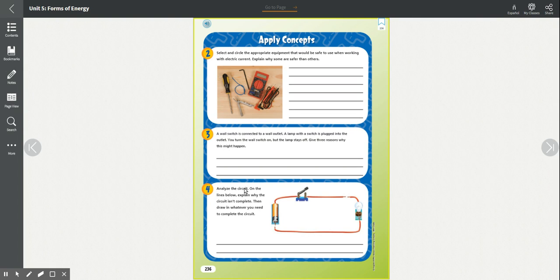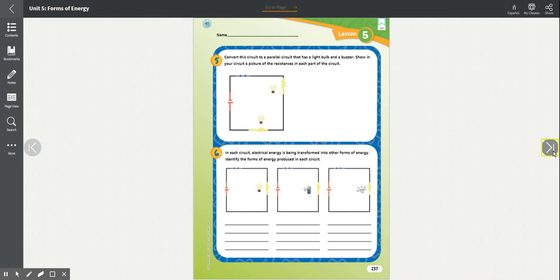And 4, analyze the circuit. On the lines below, explain why the circuit isn't complete. Then draw in whatever you need to complete the circuit. And 5, convert this circuit to a parallel circuit that has a light bulb and a buzzer. Show in your circuit a picture of the resistance in each part of the circuit.